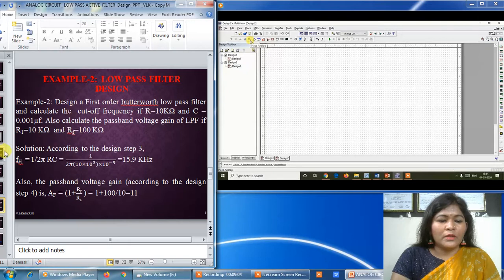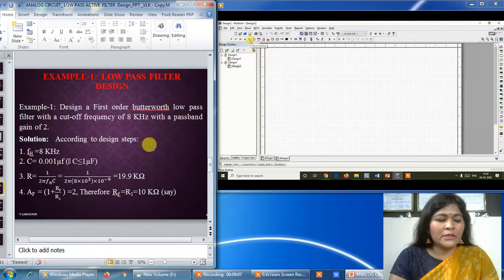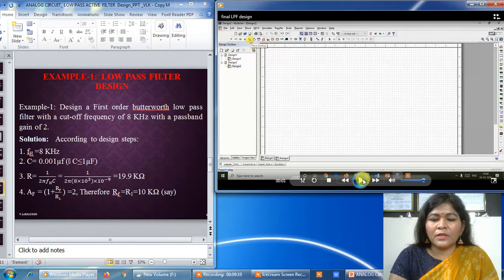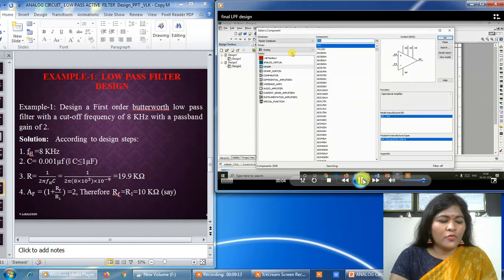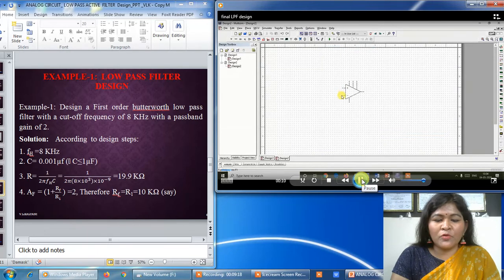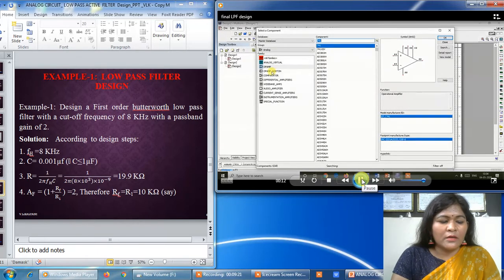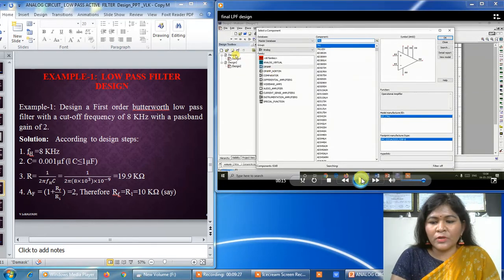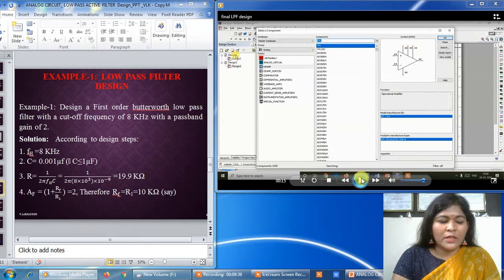So according to this example, let's construct the circuit using Multisim software. So here, to begin, design the low pass filter using Multisim software. This circuit is composed of a resistor, capacitor, power sources, ground terminals, etc. So first we will select the op-amp 741 IC from the analog family in the virtual toolbar, and similarly we will select all the components from the virtual toolbar and design the circuit.